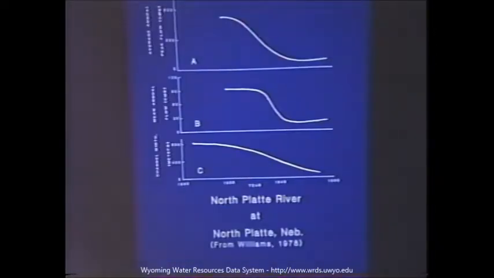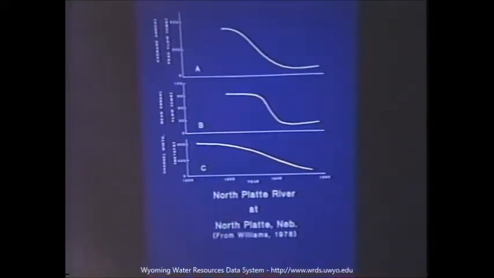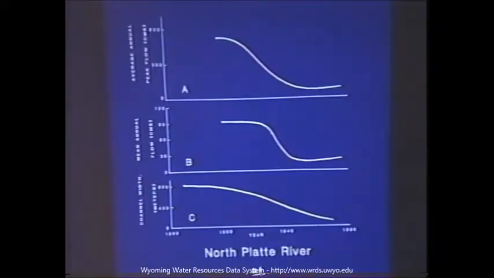So in looking at channel response to stream flow depletion and water development, this certainly wasn't a new topic. Other work has been done throughout the country, throughout North America. This particular slide shows some work which was done by the USGS back in the late 70s over on the North Platte River system. If you look, the time scale on the x-axis here runs from 1860 to 1990. And along the y-axis, along the top, we have average annual peak flow, mean annual flow, and then the lower plot, C there, is the width of the Platte River channel.